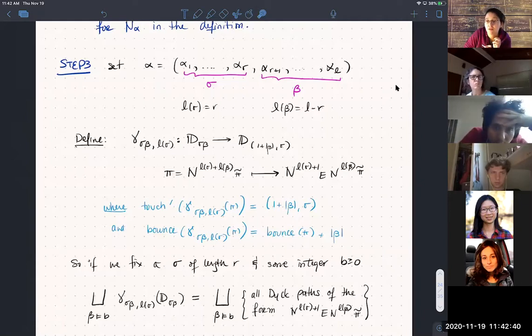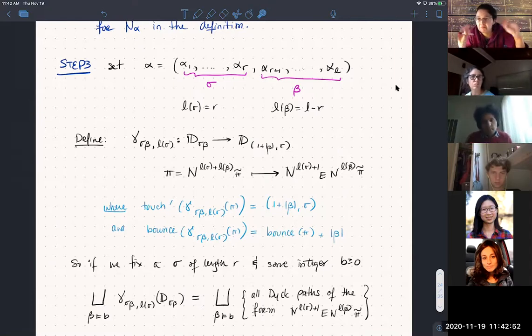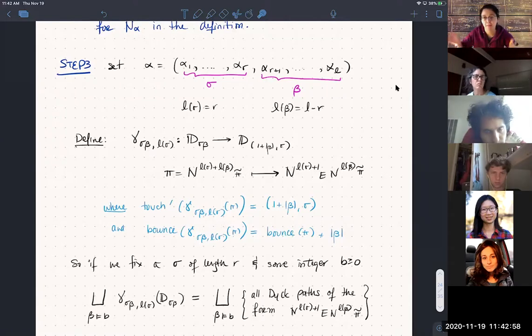Does someone have a question? How do you choose R? Oh, so R is basically saying pick an R, it'll vary later on. Okay. So just some R, there's no choice. Pick an R, whatever, and then let sigma be the first R and beta be the remaining pieces.